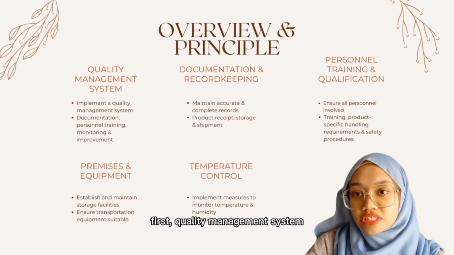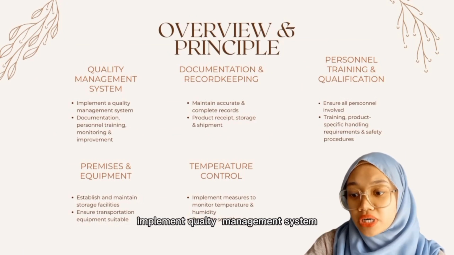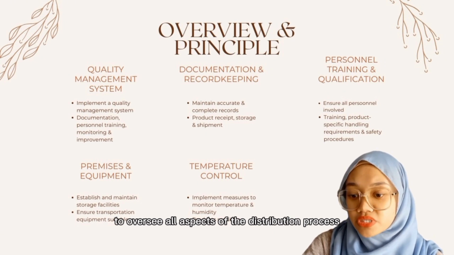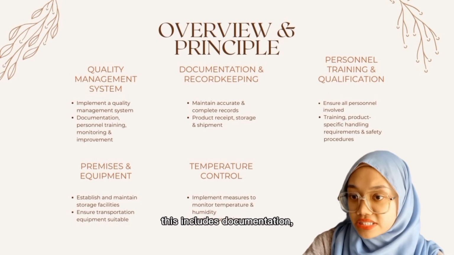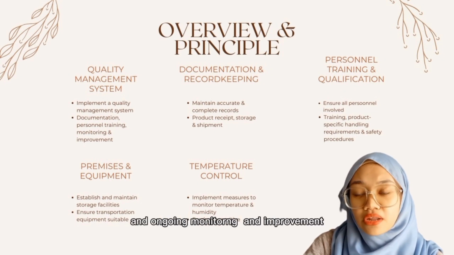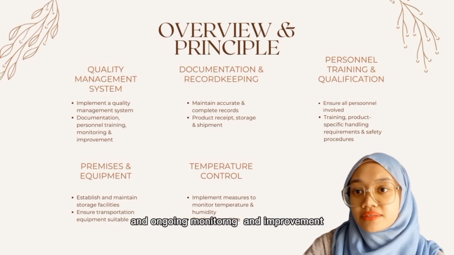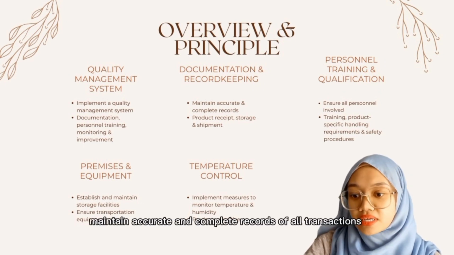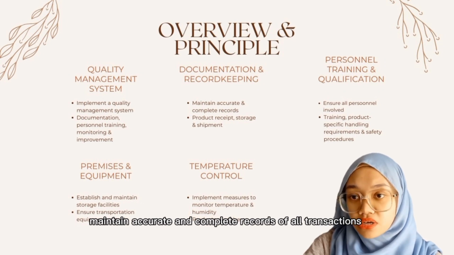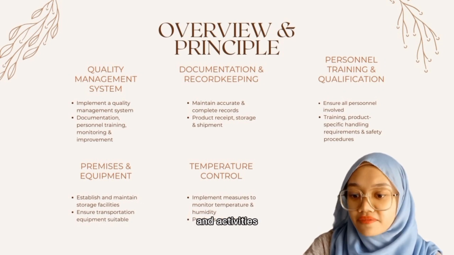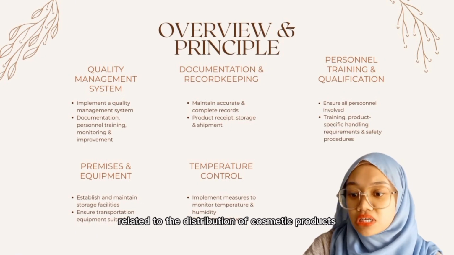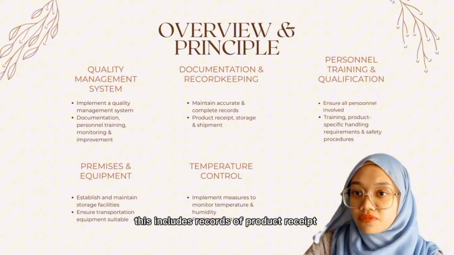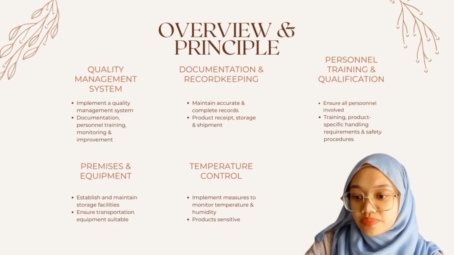First, quality management system. Implement a quality management system to oversee all aspects of the distribution process. This includes documentation, personnel training, and ongoing monitoring and improvement. Next, documentation and record keeping. Maintain accurate and complete records of all transactions and activities related to the distribution of cosmetic products. This includes records of product receipt, storage, and shipment.